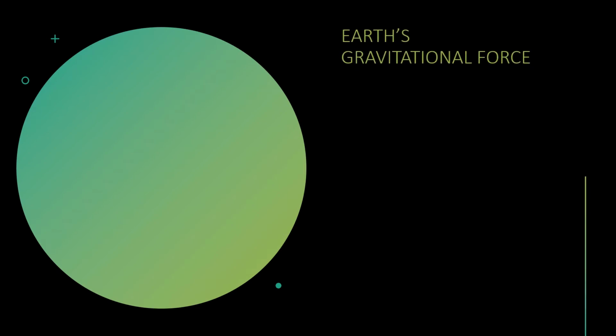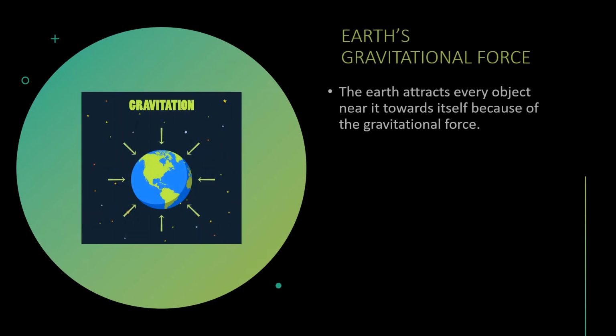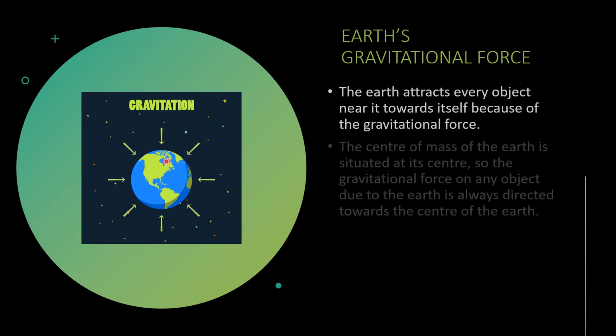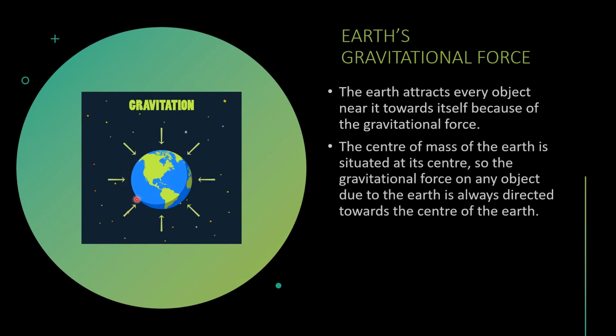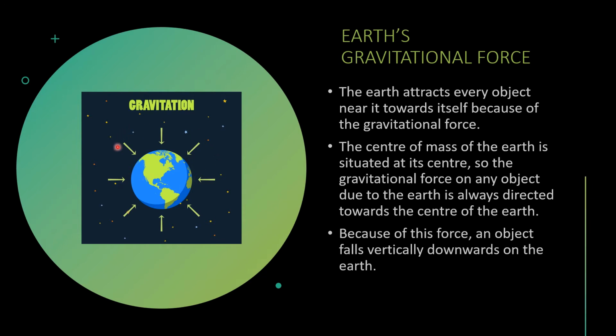About Earth's gravitational force, we understood something from the stone throwing experiment. The Earth attracts every object near it towards itself because of the gravitational force. The center of mass of the Earth is situated at the center. So the gravitational force on any object due to the Earth is always directed towards the center from any point. Because of this force, an object will fall vertically downward at any given point of the Earth.